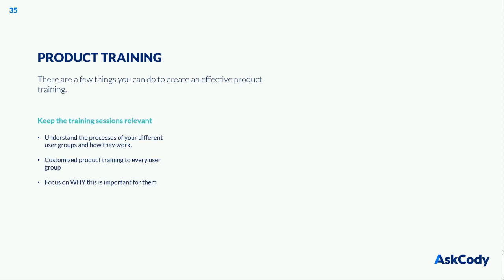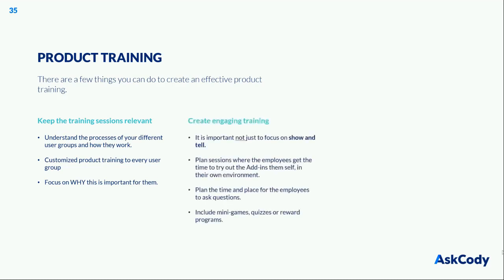You can do that by understanding the processes of your different user groups. What are they going through and how are they currently working? This will help you make your different training sessions relevant for them. Your product training should be customized to every user group with a big focus on why it is important for them. You should also create engaging training. When creating an engaging training session, it is important that it doesn't just consist of show and tell.